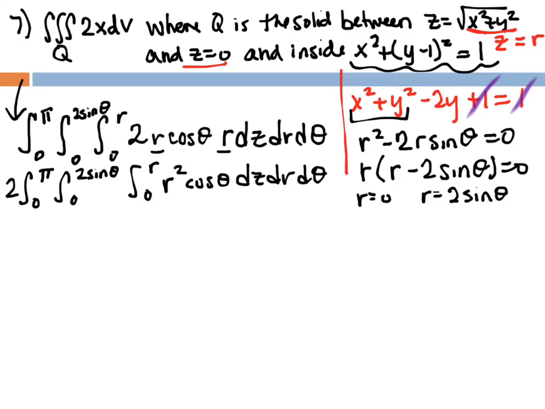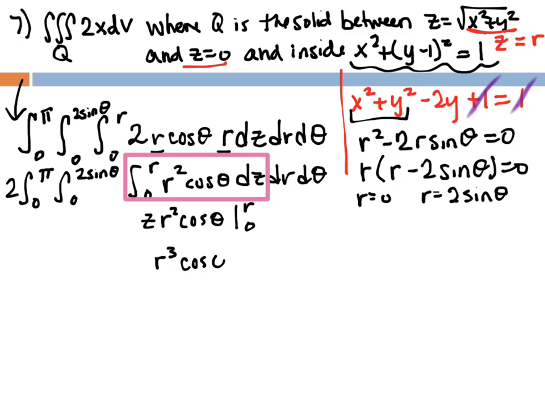So what is that going to give me? Z times that. So I've got z r squared cosine of theta, and I'm going to be evaluating this from 0 to r. So what's going to happen? I'm going to get r cubed cosine of theta. Everybody good with that? So I'm going to go back now and put in the limits of integration and the 2 at the front. So I've got the 2, integral from 0 to pi, from 0 to 2 sine theta.